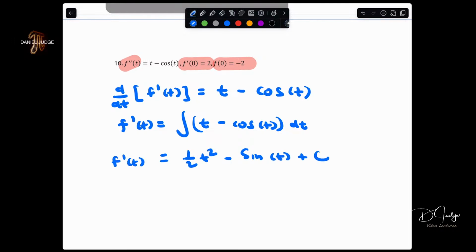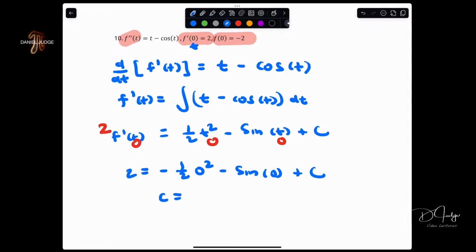So here's that derivative. Now, let t be 0 here. So if t is 0, we can find c. They're saying this answer will be 2. So we have 2 equals negative 1/2 t squared, 0 squared, minus sine of 0 plus c. So this is easy. This means c is 2. This is 0. This is 0. C is 2.